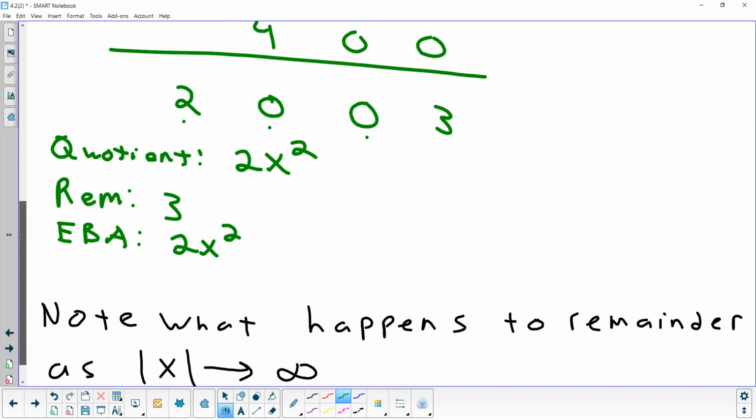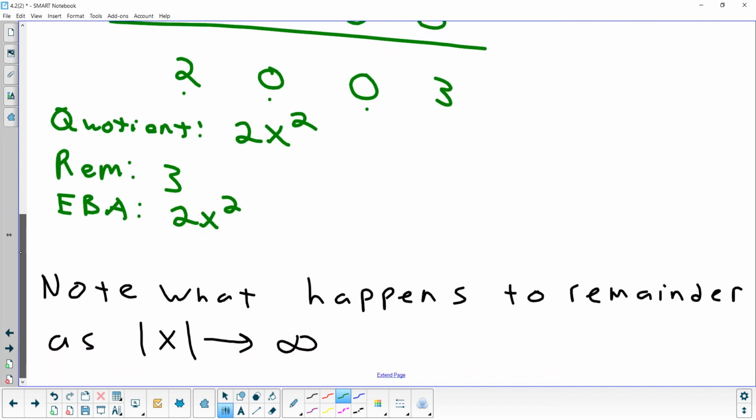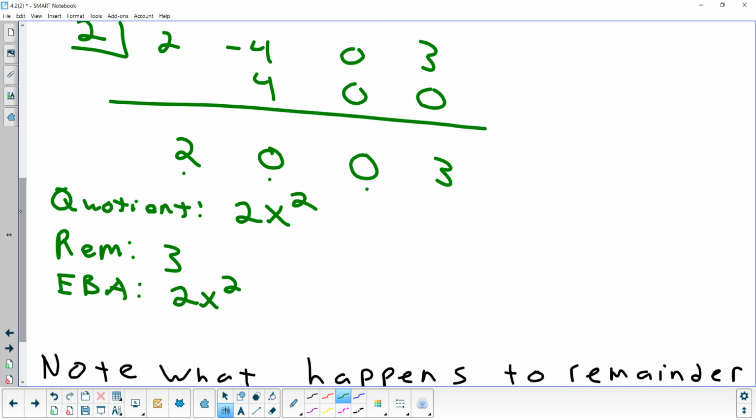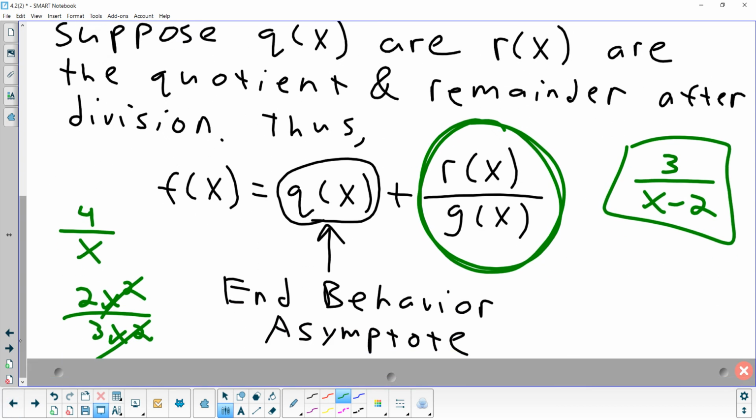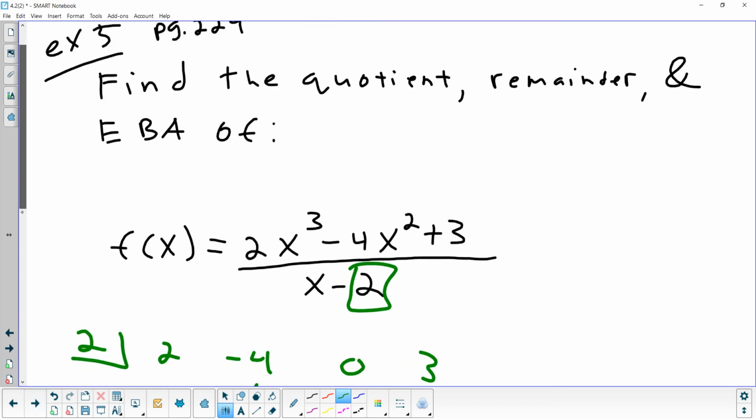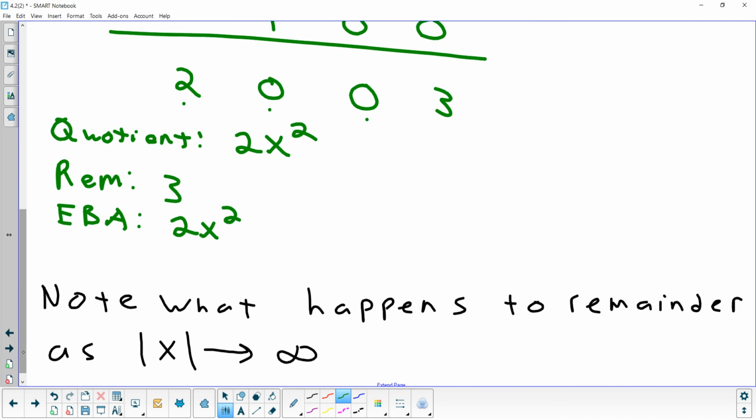And we already talked about this question. What happens to your remainder as x approaches infinity? It approaches 0. If you write your remainder like this, take your remainder and put it over your original divisor, as x approaches infinity, the remainder really doesn't matter because it becomes infinitely small. So that's what happens to the remainder. It approaches 0.